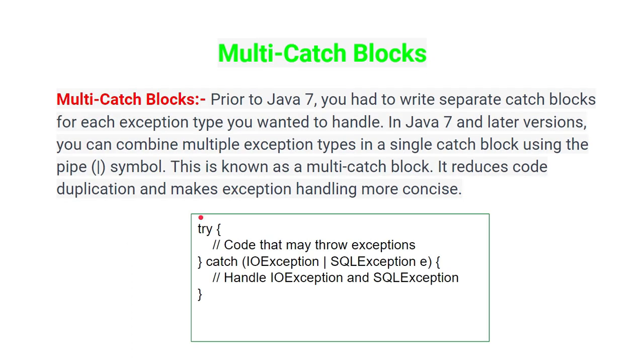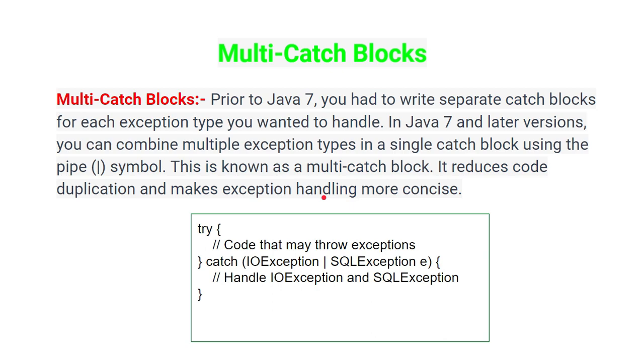So multi-catch means code that may throw IOException and SQLException, so handle the IOException and SQLException. Basically, multi-catch block means prior to Java 7 you had to write a separate catch block for each exception type you wanted to handle. In Java 7 and later versions, you can combine multiple exception types into a single catch block using the pipe, this is called a pipe symbol. This is known as a multi-catch block also. It reduces code duplication and makes exception handling more concise.